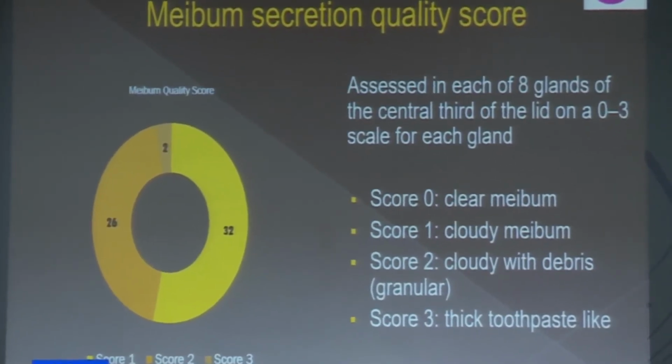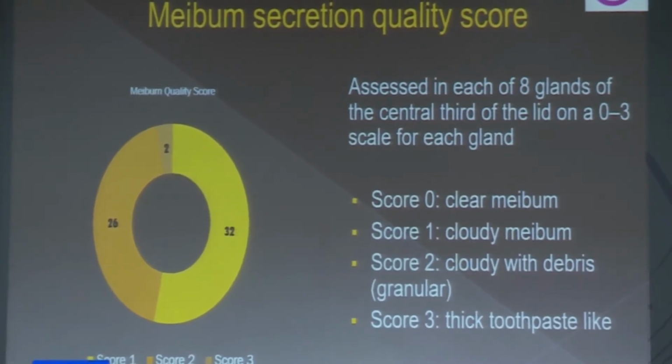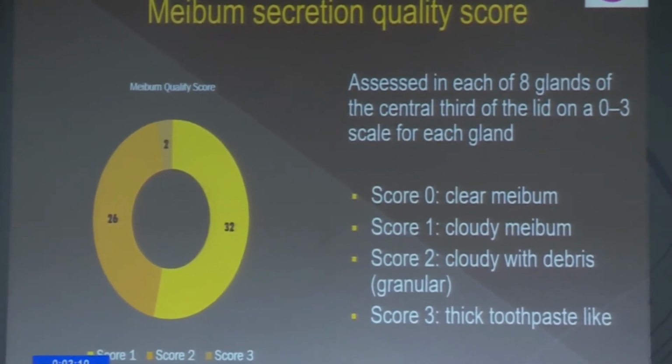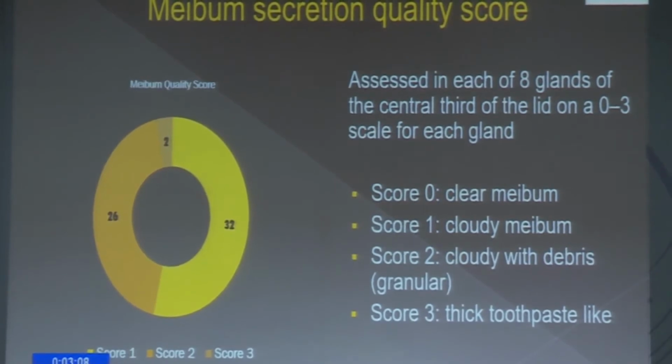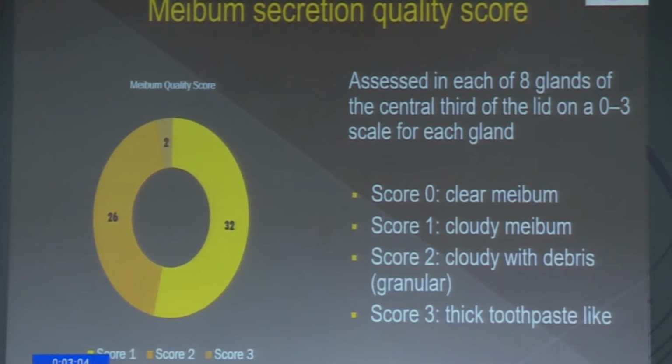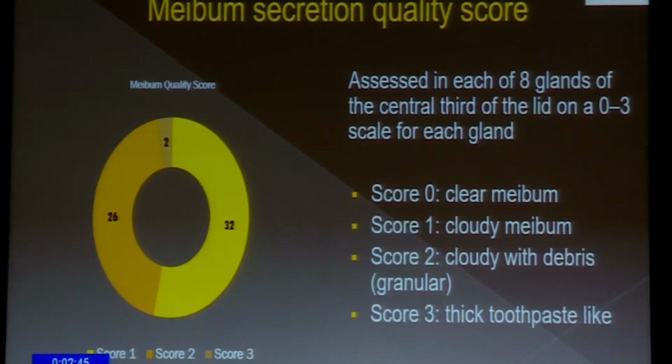The quality of the meibum secretion was also assessed. It was assessed in each of the 8 glands of the central third of the lid on a scale of 0 to 3 for each gland. Score 0, when you express, the content was a clear meibum. Score 1 was a cloudy meibum. Score 2 was cloudy with granular debris, and score 3 was thick toothpaste-like excrescences. So in this, 32 eyes had score 1, 26 had score 2, and 2 had score 3.